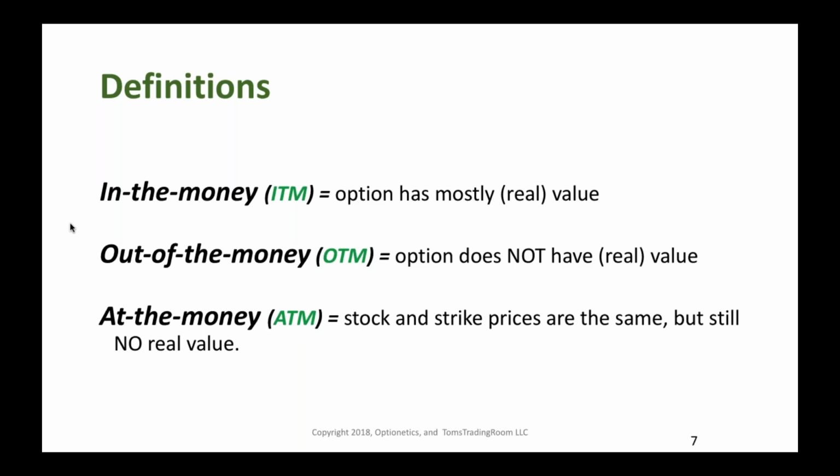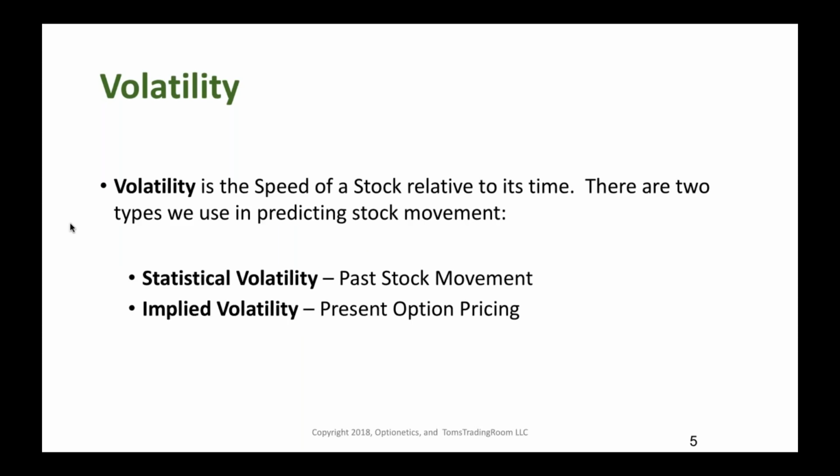All right, an out of the money call, maybe that's a 75. If XLE is at 68 and I have a 75 call, then it's out of the money. It won't be an in the money option until XLE trades above 75. And then at the money is where the stock and strike prices are the same, but it still doesn't have any real value. Okay. Volatility is another piece that we need to think about with options.